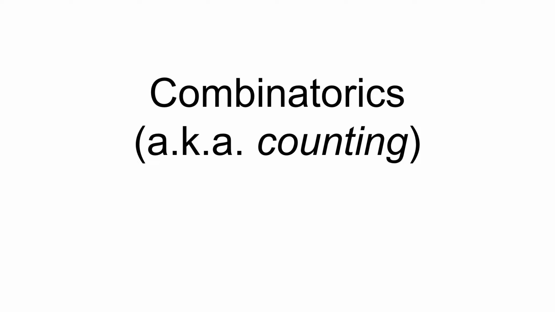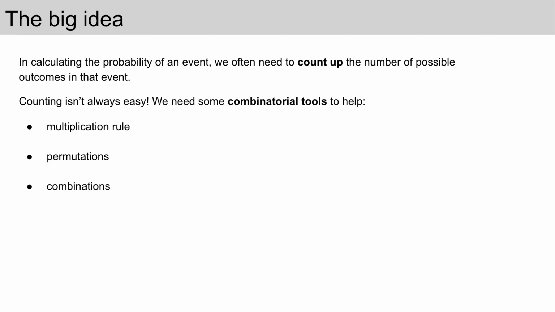In this video, we'll talk about combinatorics, aka counting. The big idea is this. In calculating the probability of an event, we often need to count up the number of possible outcomes in that event. But counting isn't always easy. We need some combinatorial tools to help. In this video, we'll discuss 3 different tools: the multiplication rule, permutations, and combinations.